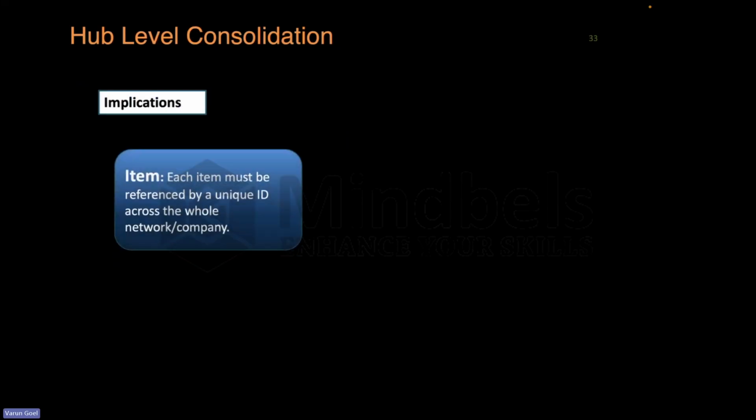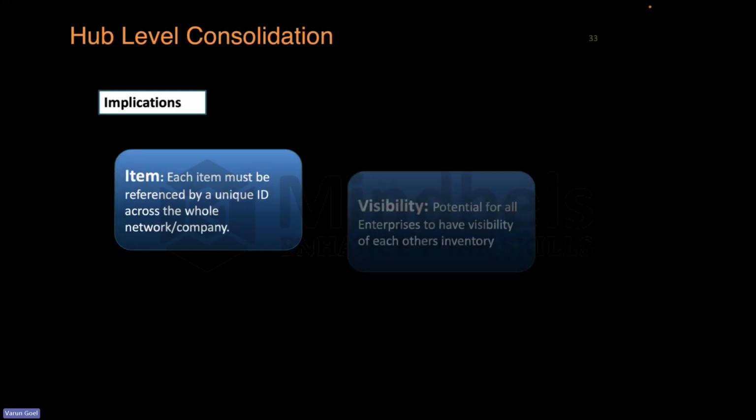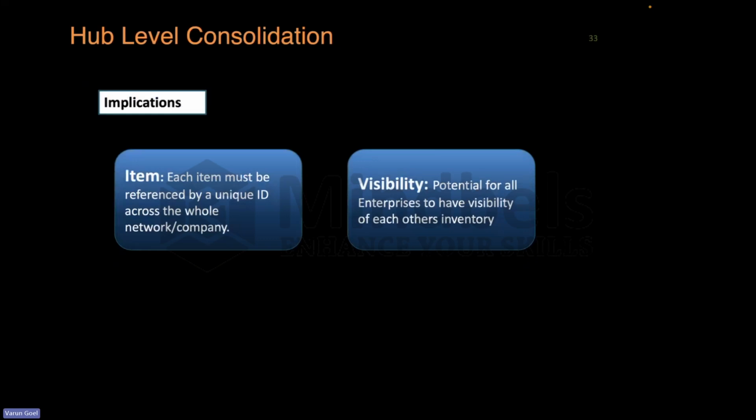Okay, implications. Yes, there are a few implications. Each item must be referenced by a unique ID, right? So every item has a unique item ID or EAN number related to it. Visibility: potential for all enterprises to have visibility of each other's inventory.